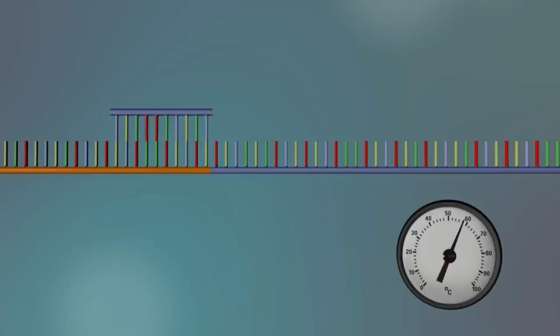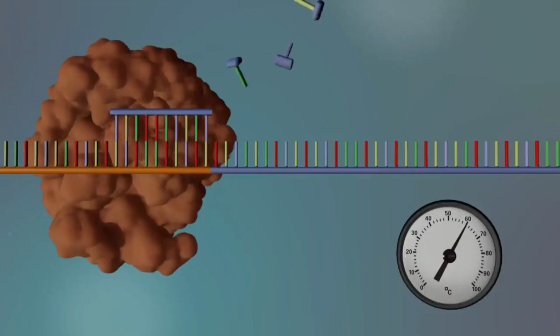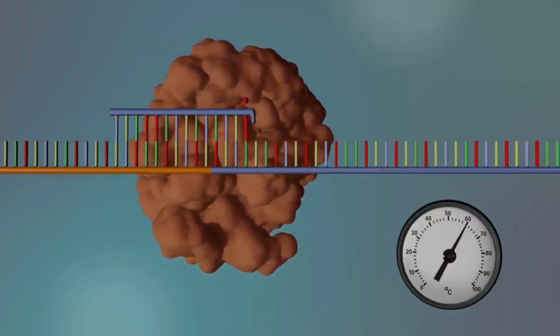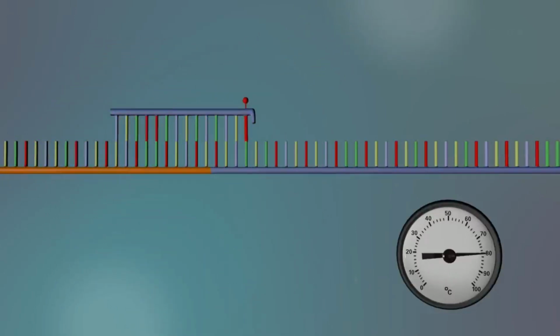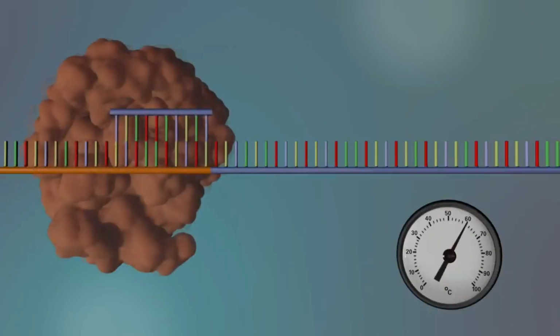This process of heating and cooling is repeated again and again to produce lots of fragments of DNA of different lengths. The length of each fragment depends on when a terminator base got added.